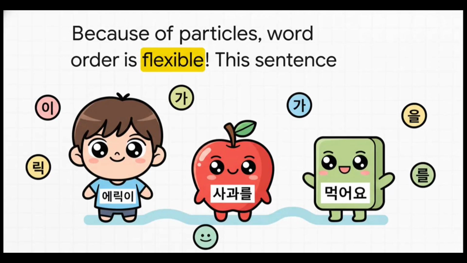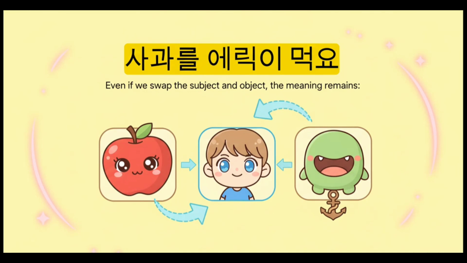Now, this is where the magic really happens. Because these particles are doing all the hard work of labeling each word's job, the actual word order can get pretty flexible. So the standard way is subject, object, verb. But look at this. You can literally flip the subject and the object around, and the meaning doesn't change a bit. An apple, Eric eats. It still means Eric eats an apple, it just puts a little more focus on the apple. The particles hold the meaning together like glue. The only unbreakable rule, you guessed it, the verb still has to be last.